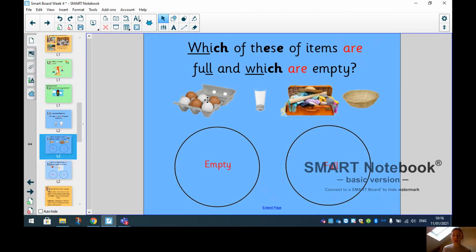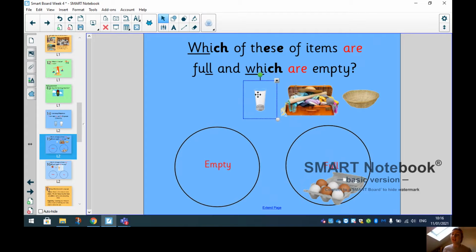OK, so let's have a look at the egg box. Have a look. How many eggs can we see? Let's count them. 1, 2, 3, 4, 5, 6. That carton has got 6 eggs, so it is full. So we would put this egg carton in the full circle because it hasn't got nothing inside it. The eggs are all there.